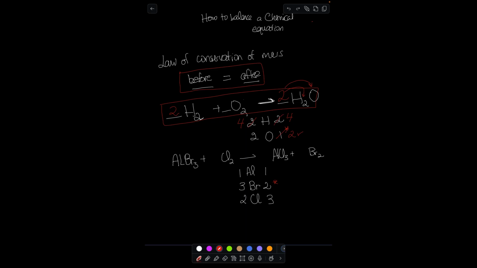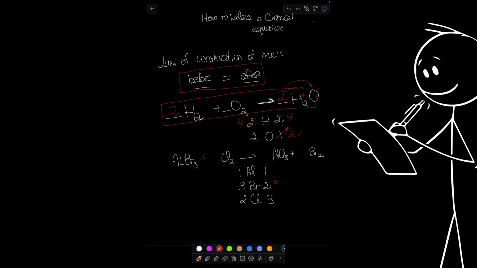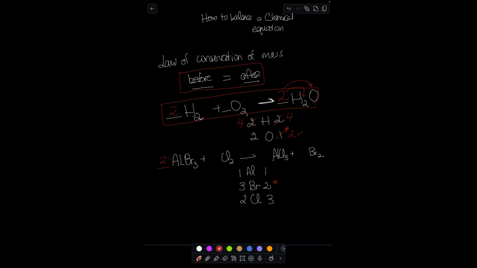So let's start with the left. What number can we put in front here of aluminum bromide to make 6 bromine atoms? Well, if we put a 2, now we have 2 times 3 bromine, which gives us 6. But now we've also altered the number of aluminum to 2. So that means we have to amend that on the other side. Here, by placing a 2 over here, we now have rectified this number to 2 aluminum, right?